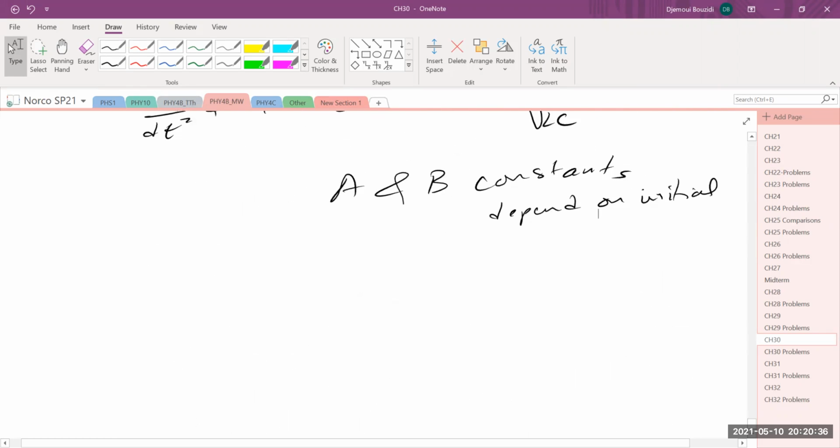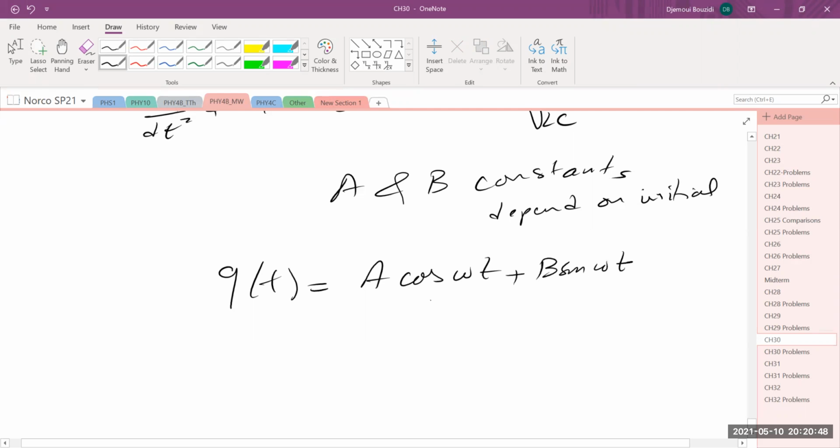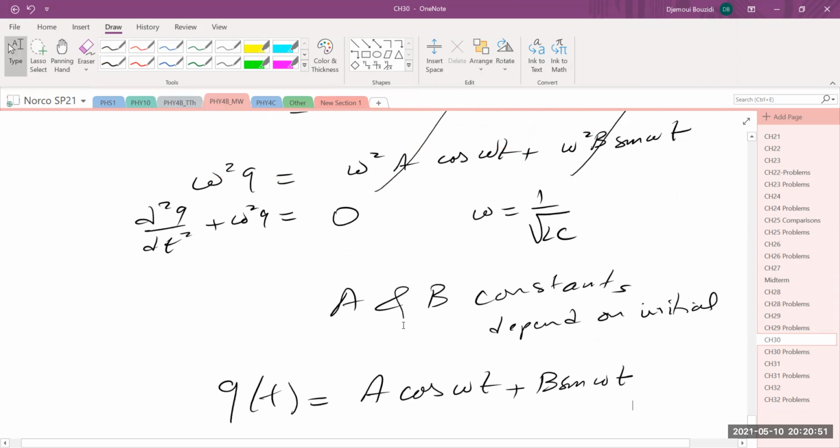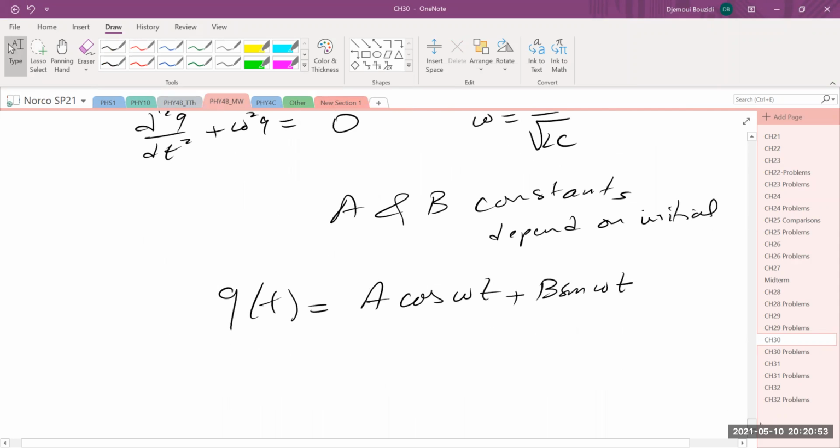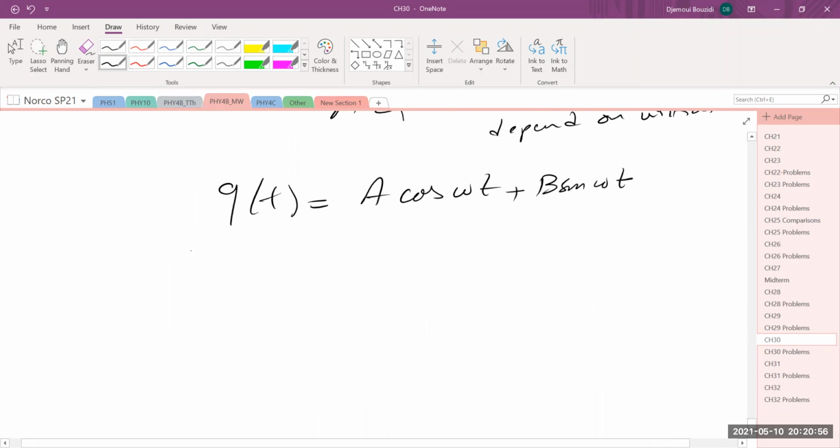So the bottom line is we have found an expression for Q as a function of time, which is just A times cosine of omega t plus B times sine of omega t. I know at t equal to 0, there was no current in the circuit, and furthermore, Q was equal to Q naught. So that tells me that A times cosine of 0, which is 1, plus B times sine of 0, which is 0. So A is equal to Q naught.